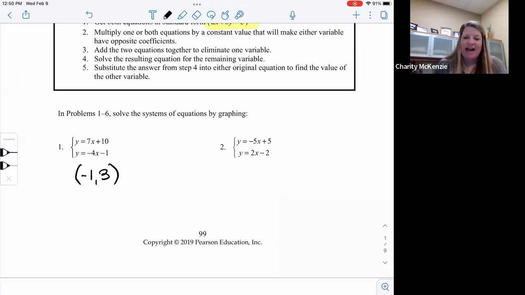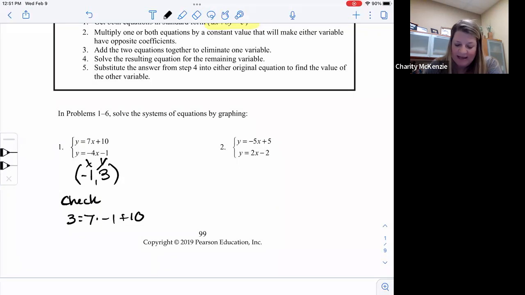And how can we check that that's right? Well, we did it on a calculator, so I'm pretty sure it's right. But we could check that by putting these values in for x and y, and it better solve both equations, because that's the idea, right? We're finding where they're both equal. So negative 1 goes in for x and 3 for y. For the first one, it would be 3 equals 7 times negative 1 plus 10. Negative 7 plus 10 is 3, so 3 equals 3. Yes, the first one checked great.